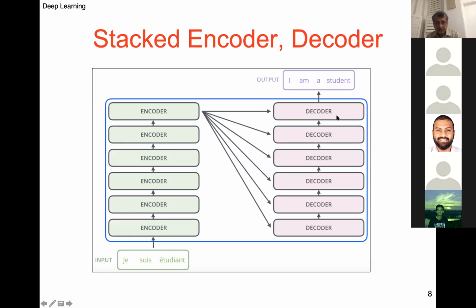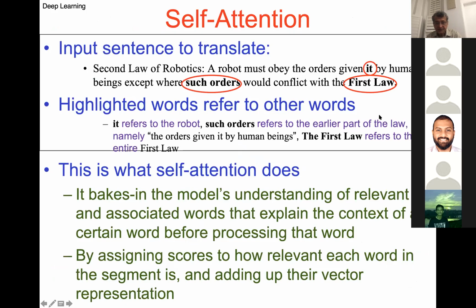Stacked encoder decoder, we saw this design earlier on. And self-attention again is being illustrated. It uses the idea of self-attention, input sentence to translate. Second law of robotics: a robot must obey the orders given it by human beings, except where such orders would conflict with the first law. If you had a paragraph like that, we need to have this attention, self-attention we saw.